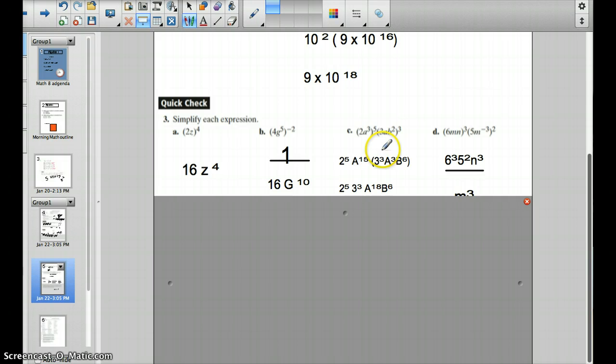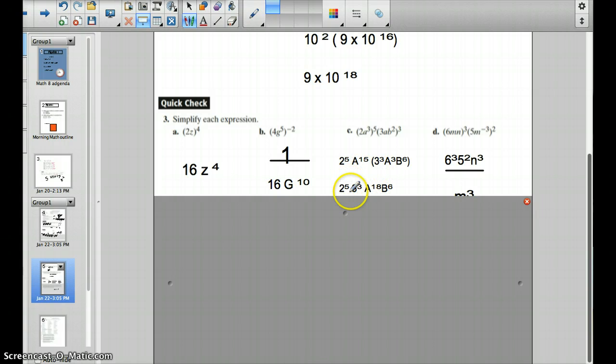Here we want to take our time with this, and the first thing is we want to distribute the 5 to each piece inside this parenthesis, and then the 3 here to each of these. So we have 2 to the 5th, a to the 15th, 3 times 5. And then we have 3 to the 3rd, a to the 3rd, b to the 6th, because we have 2 times 3.